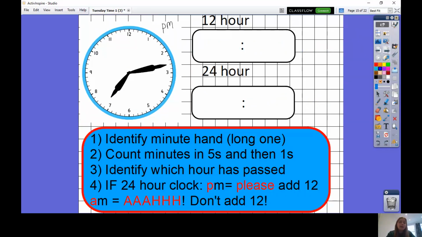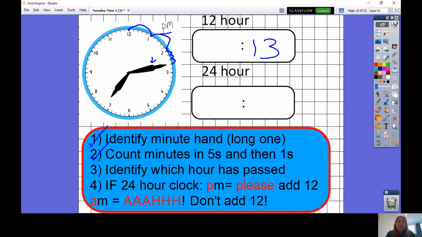Okay, let's look at this next time. You can see the PM is written at the top. If you want to, at this point, you can start doing this as an independent practice question. Otherwise, you can see a few more examples with me. Identify the minute hand, this one here. Count in fives and then ones. 5, 10. I can't do another 5, so that's 10, 11, 12, 13. My minutes are 13 minutes.